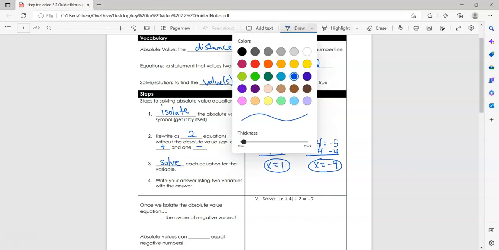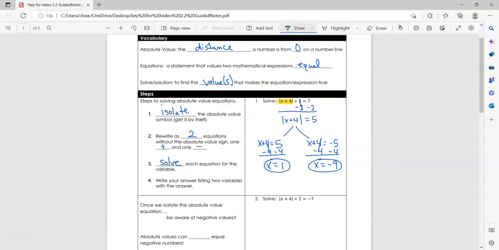And one thing that I always encourage students to do is check. So if I plug in this 1 for x here, 1 plus 4 is 5. The absolute value of 5 is 5. Add 2 more and you do get 7, so that works. If I plug in negative 9 for that same x, negative 9 plus 4 is negative 5. Once you take the absolute value of negative 5, you get 5. And then 5 plus 2 makes 7. So both of those do work, so we have now solved this equation.